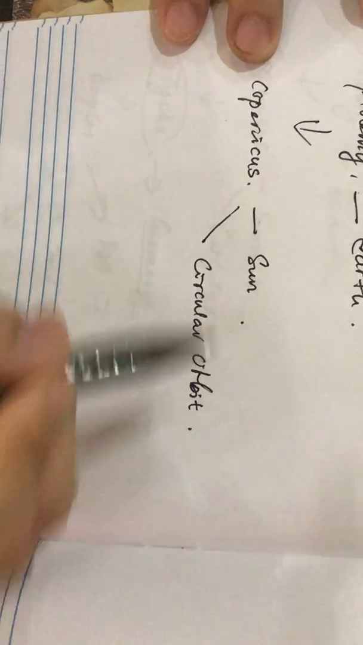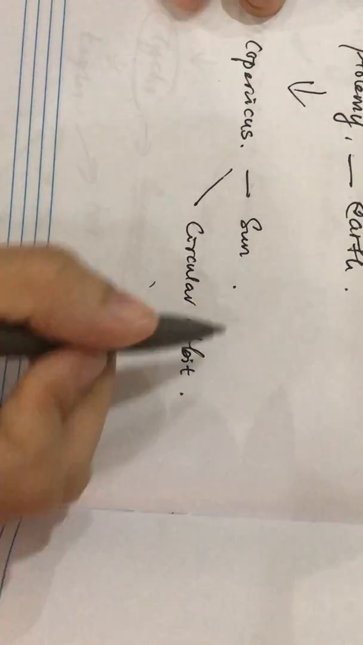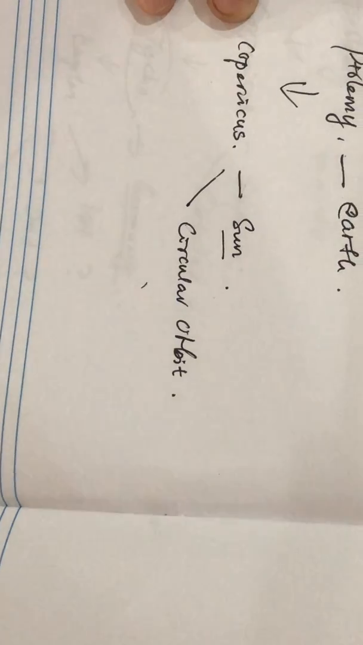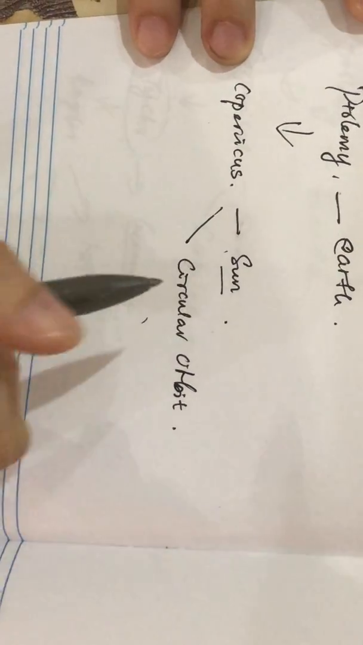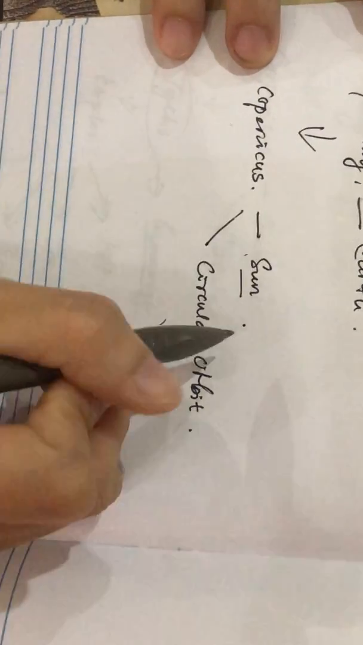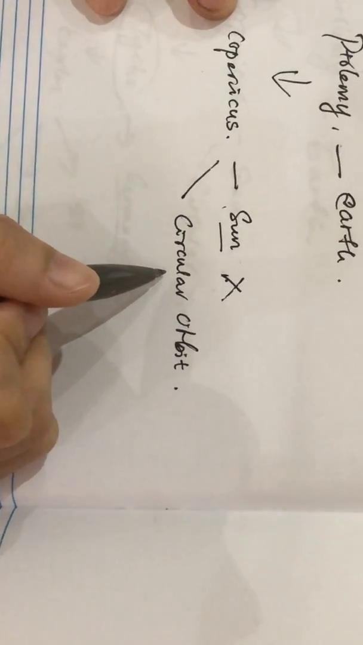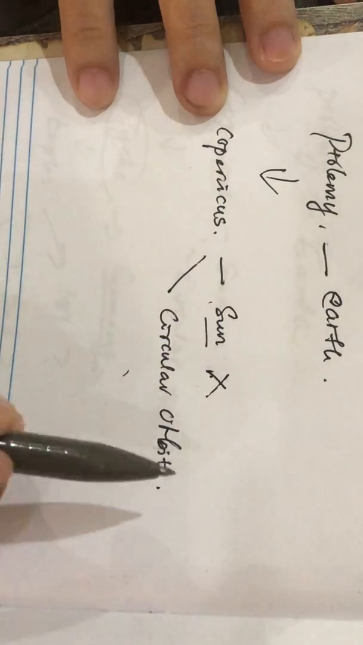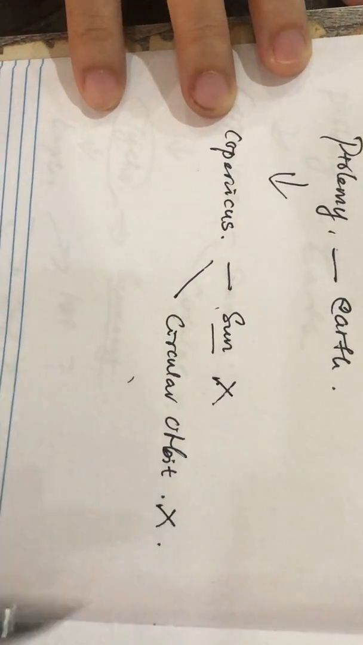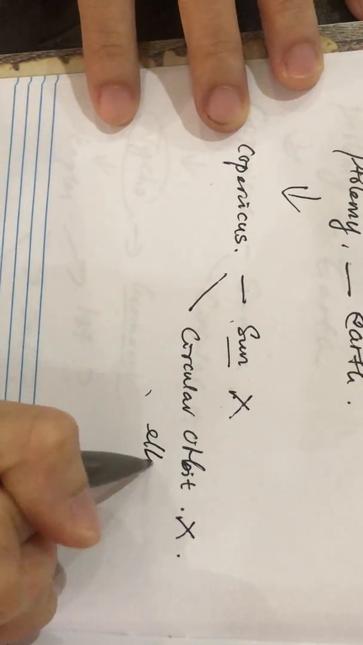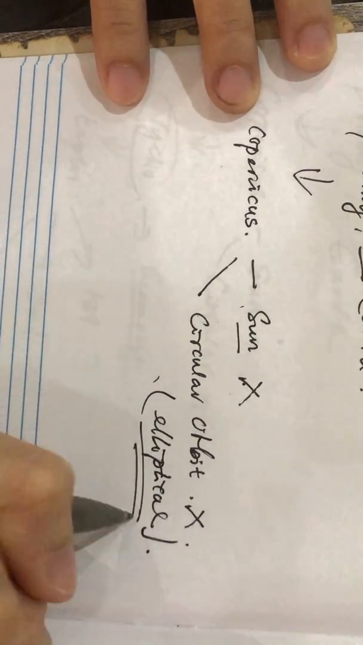We know that these two ideas are actually mistakes. The Sun is not the center of the universe; the Sun is the center only of the solar system. So this one is wrong. And we know that the planets do not move in circular orbits. They actually move in elliptical orbits. So this is the reason we know this now.